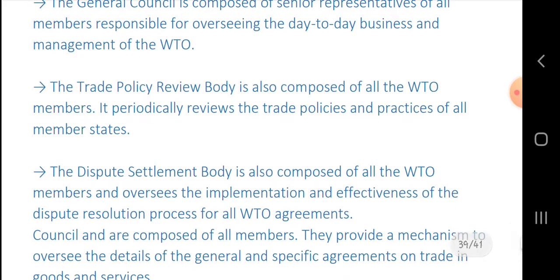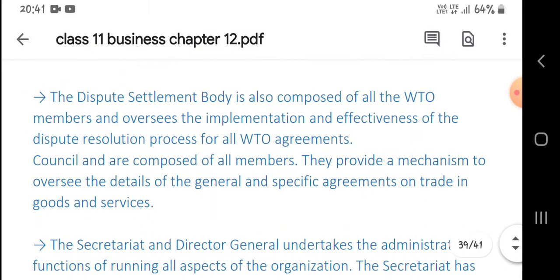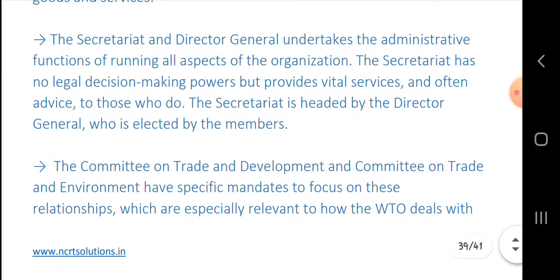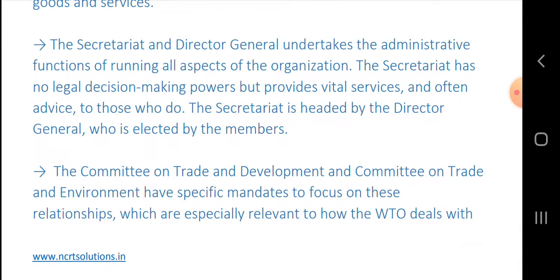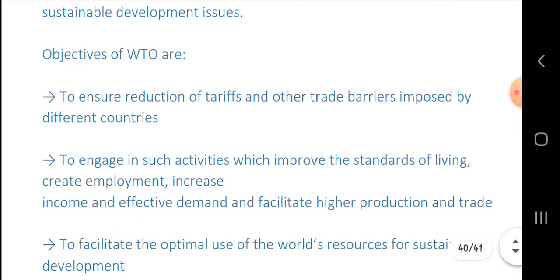The Trade Policy Review Body is also composed of all the WTO members, and the Dispute Settlement Body is also composed of all WTO members and oversees the implementation and effectiveness of the dispute resolution process of all WTO agreements. The Secretariat and the Director General undertake the administrative functions of running all aspects of the organization. The Committee on Trade and Development and the Committee on Trade and Environment have specific mandates to focus on this relationship.